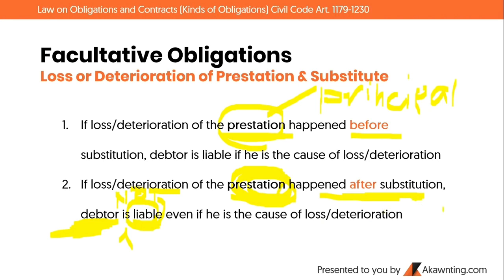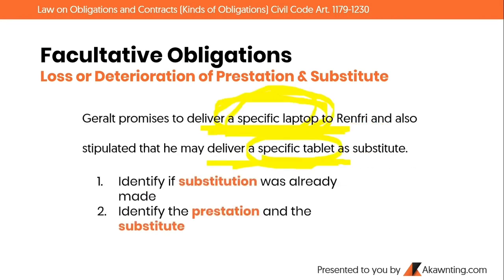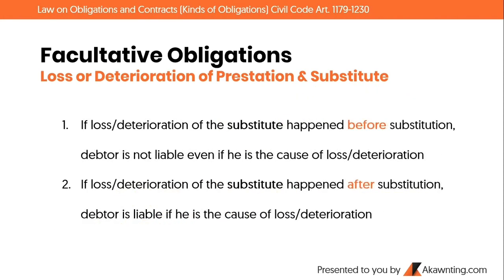Kasi nandito na tayo sa point in time wherein nagkaroon na ng substitution. So next, we are talking about the substitute. If the loss or deterioration of the substitute happened before substitution, the debtor is not liable even if he is the cause. Yan dapat yung nakasulat kanina dito sa number 2. Wala tayong pake sa substitute kapag wala pang substitution. Substitute lang siya, so ano man ang mangyayari sa kanya, wala pang effect sa obligation hanggat wala pang substitution.